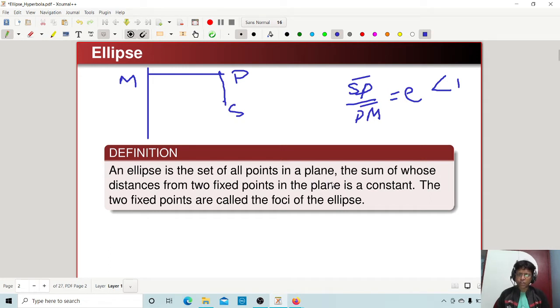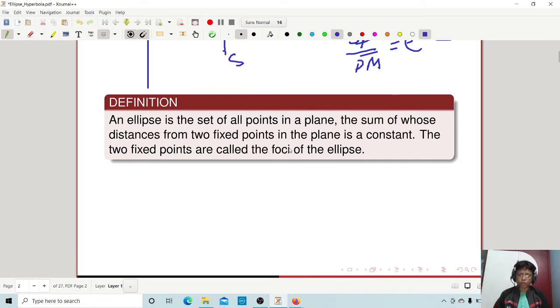Now, an ellipse is a set of all points in a plane. This is the new definition. Another definition: the sum of whose distances from two fixed points in the plane is a constant. So these are the fixed points, suppose S1, S2, and this is the point P. So the sum of these distances is constant. S1P plus S2P equal to constant. The two fixed points are called the foci of the ellipse. So this is another definition of the ellipse.